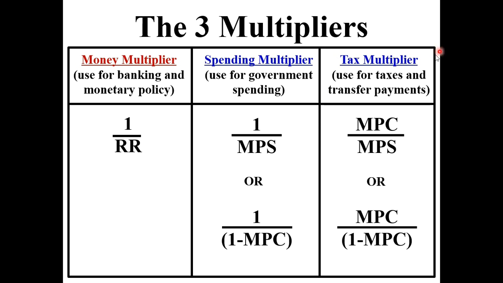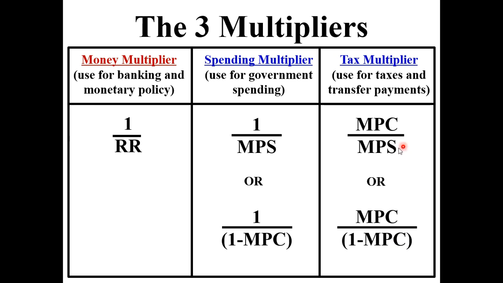And the other one is the tax multiplier. You use the tax multiplier for taxes and for transfer payments. So if the government cuts taxes by a certain amount, how much is the economy going to grow? Well, you take the tax cut and then you use the tax multiplier, the marginal propensity to consume over the marginal propensity to save. That will give you a number. Multiply the tax cut by that number, and that'll tell you how much the economy is going to grow. If you don't have the marginal propensity to save, don't worry. You can use the marginal propensity to consume over 1 minus the marginal propensity to consume, and it'll give you the same number.